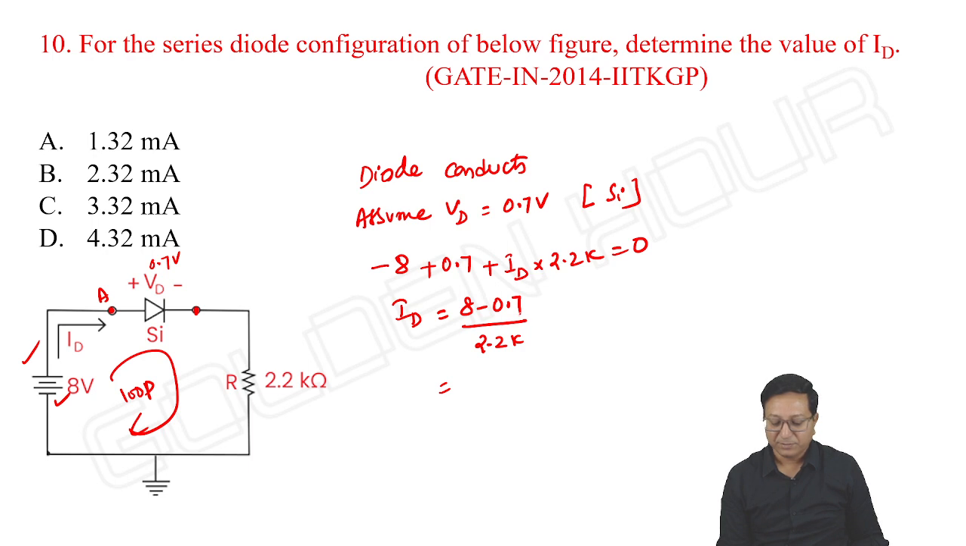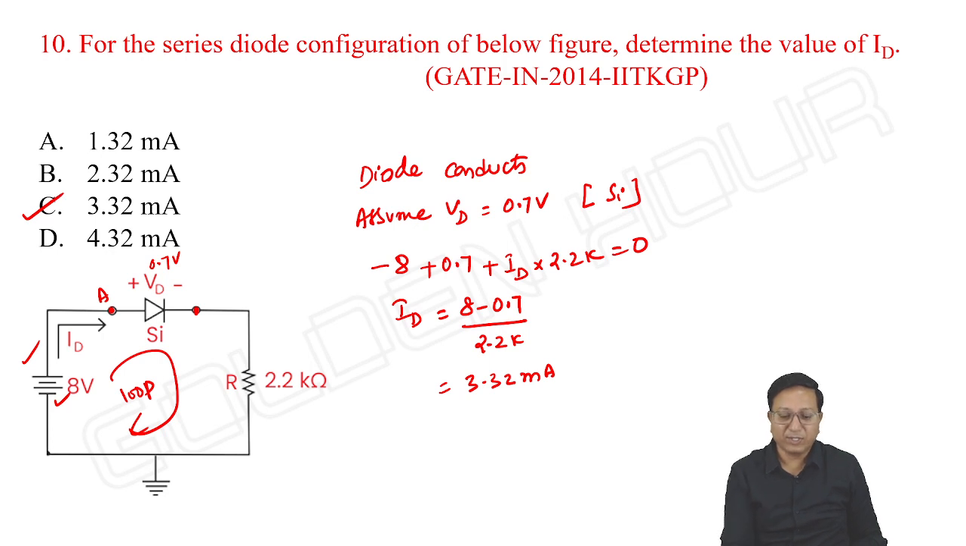It is 7.3 by 2.2, 73 by 2.2. If you take it so, you will get it around 3.32 milliampere. I'm directly writing it. Okay, that's it. So option C is correct.